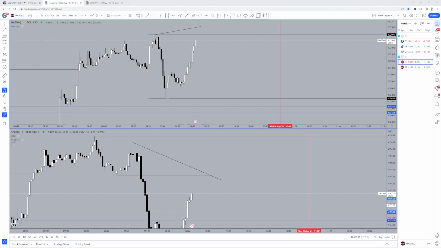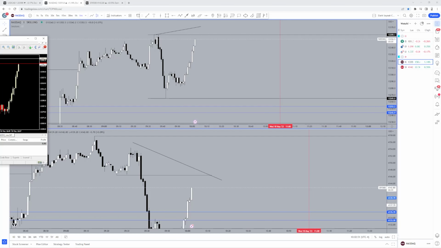I will add some horizontal lines here on my MT4 platform as well, because I am taking the trades from here, as you see.